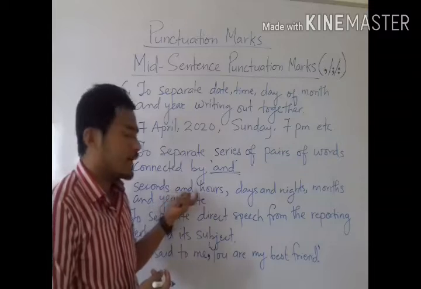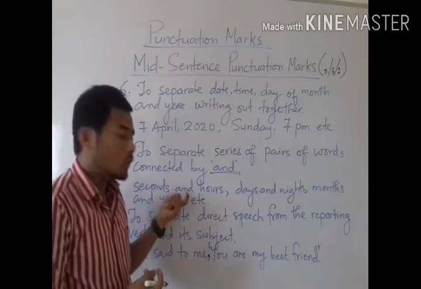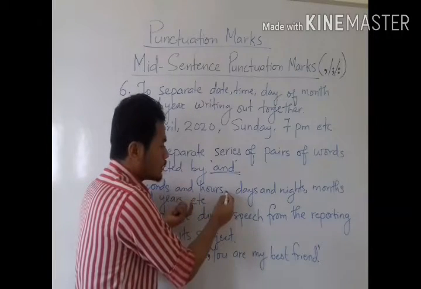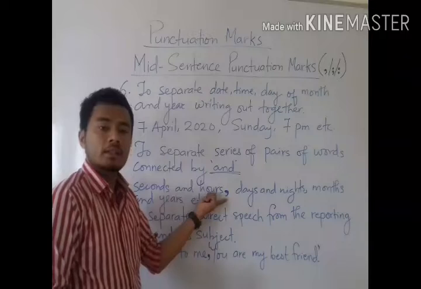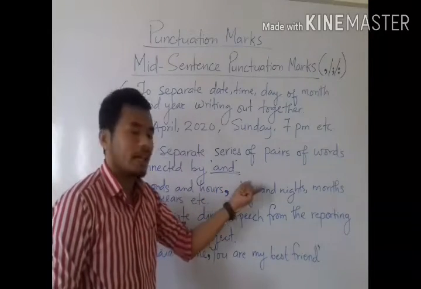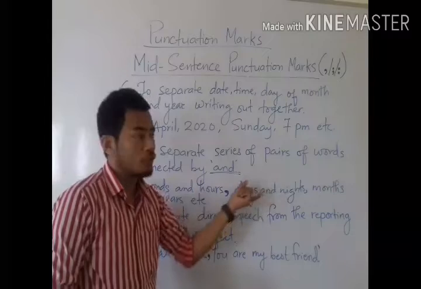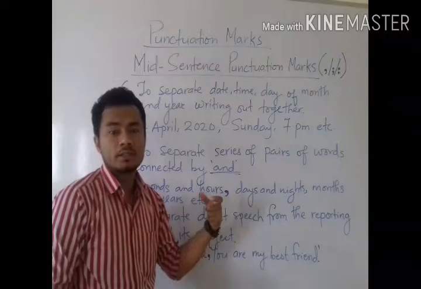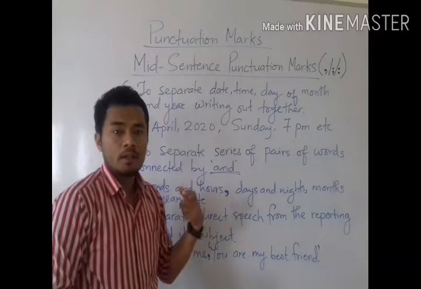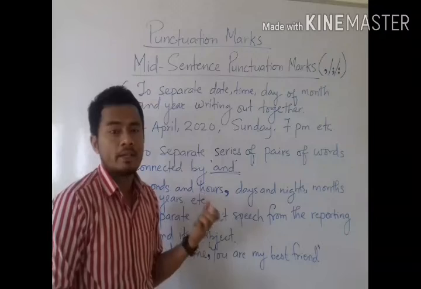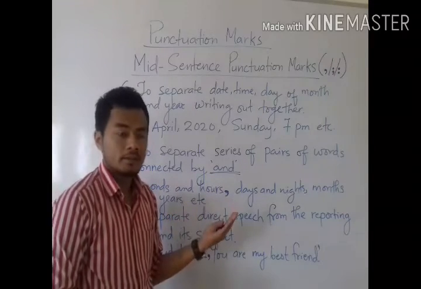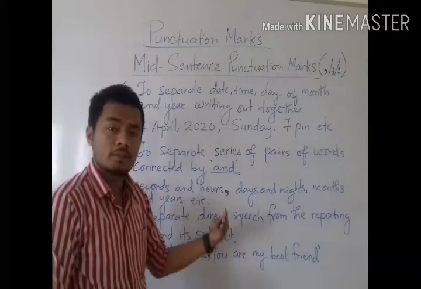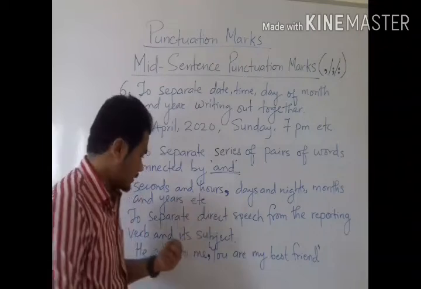So these seconds and hours, these two words have been connected by conjunction and. So I have separated this pair of words with comma. Another pair of words, days and nights. See, this pair of words also I have separated by using comma. So each pair of words which are connected by conjunction and can also be separated by using comma. Just like a series of words, but here in series of words we have single words, but here we have a pair of words. Okay.